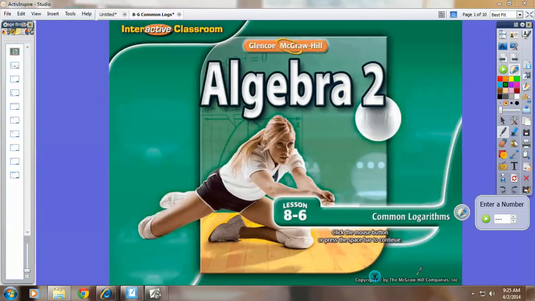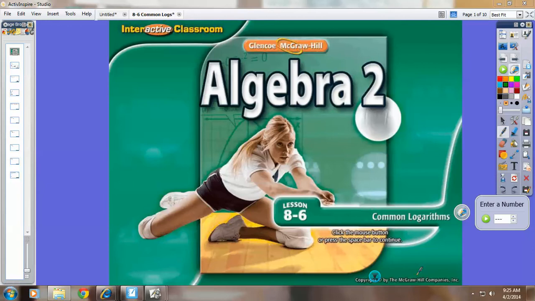Common logs. There are all different kinds of logarithms. We have common logs and natural logs. Do you see an LN button on your calculator? LN, that's natural log. LOG, that's the common log. And then there are logarithms with different bases. Really, up to this point, we've been working with logarithms with different bases.